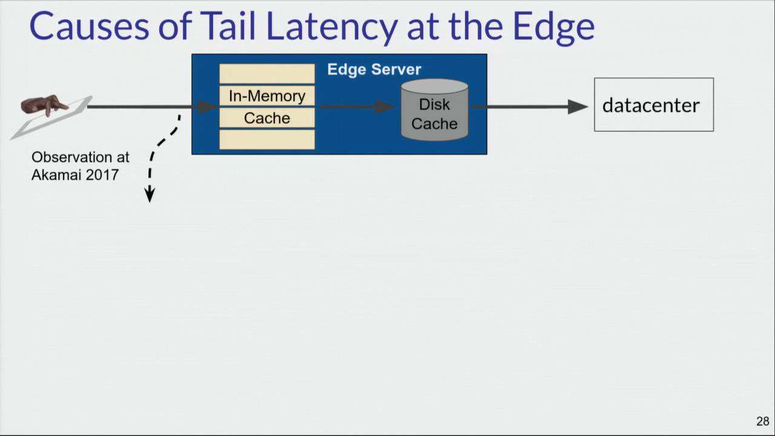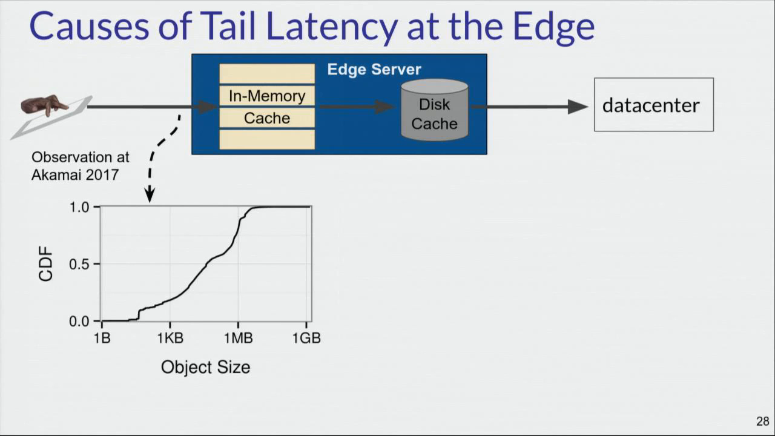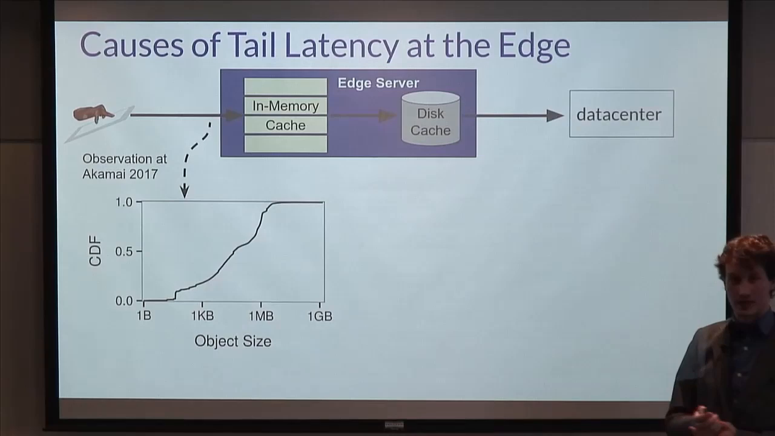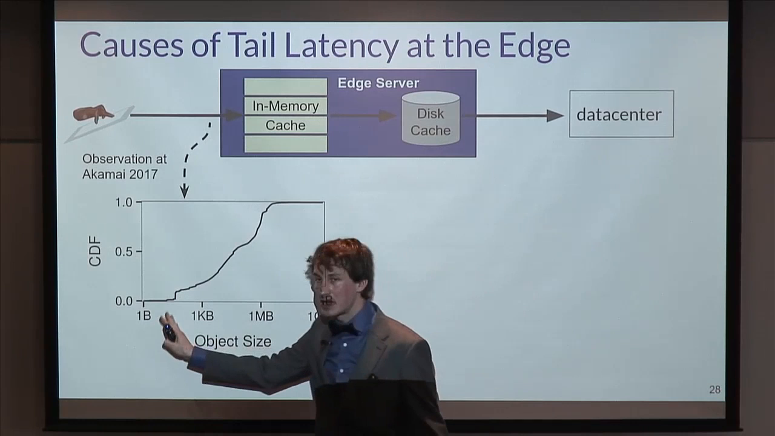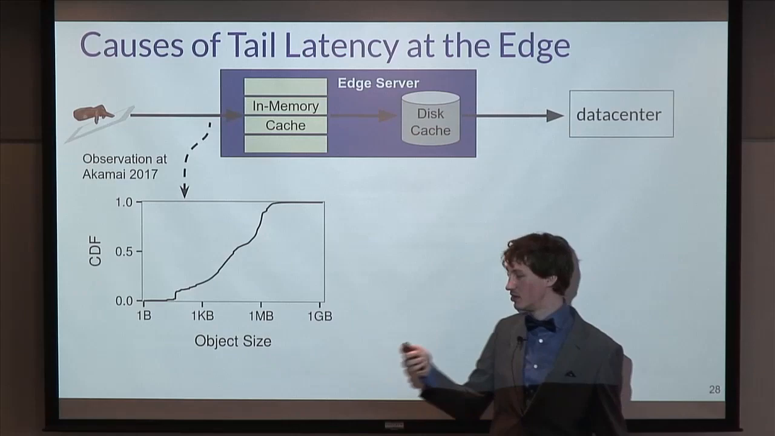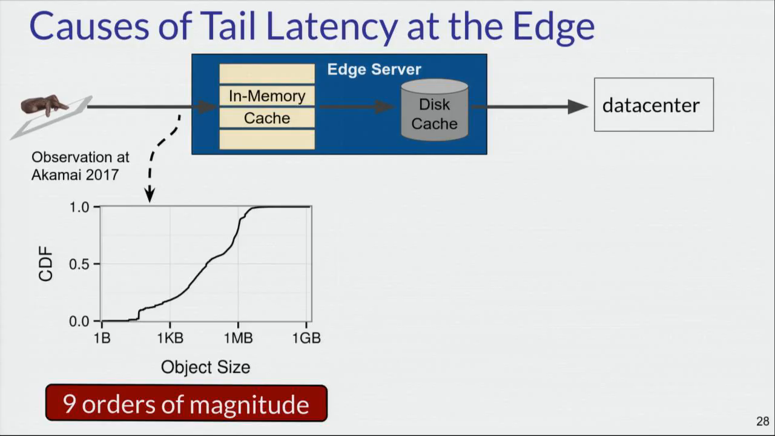And what we observed is the cumulative distribution function over the different sizes of objects that this server delivers and the in-memory cache encounters. And what we find here is that you have a couple of 1-byte objects and going all the way up to tens of gigabytes. That's 9 orders of magnitude of variability. And all these cases actually occur.